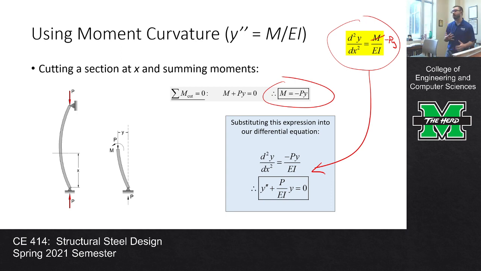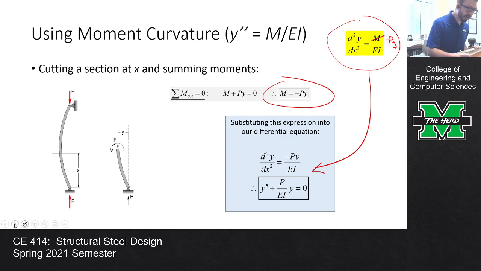And so ultimately what I come up with is a second order differential equation: y double prime, or the second derivative, plus this constant times y equals zero. This is something you should be able to deal with if you took Math 335. If I gave you y double prime plus 4y equals zero, you should be able to solve that. That's what you do in Math 335 all the time.